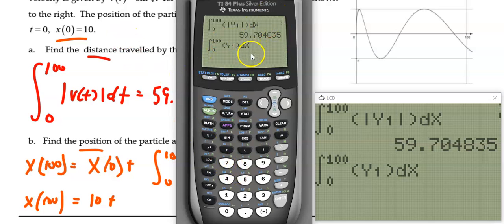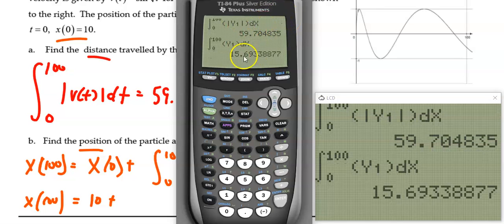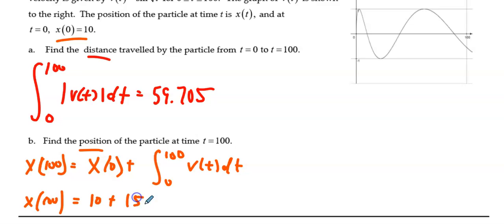And let's see if this one solves it faster. Like I said, I paused it because it took about 20 seconds for it to go the first time, so just be patient. There we go. So it's going to be 15.693, and that's going to give us 25.693. So this is the location of where we are.